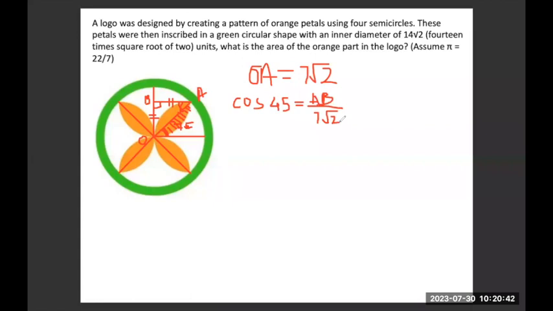Ami, your answer is wrong. There's some issue. Please check. So you know the value of cos 45.